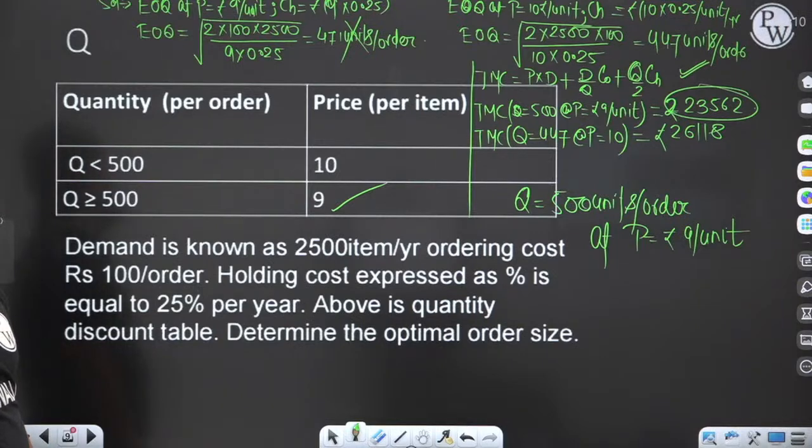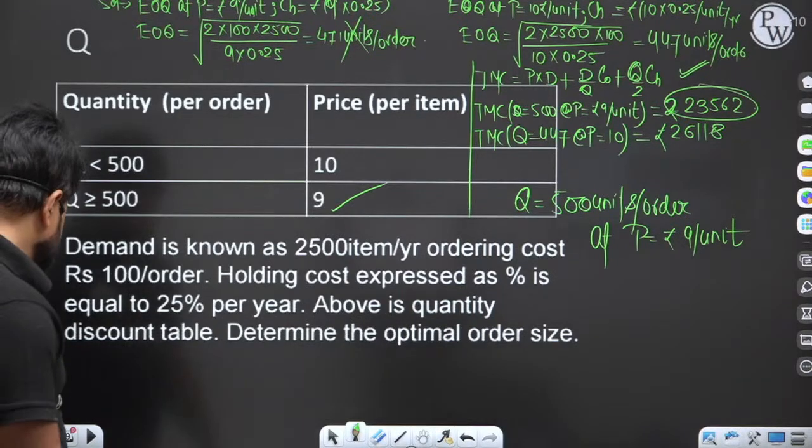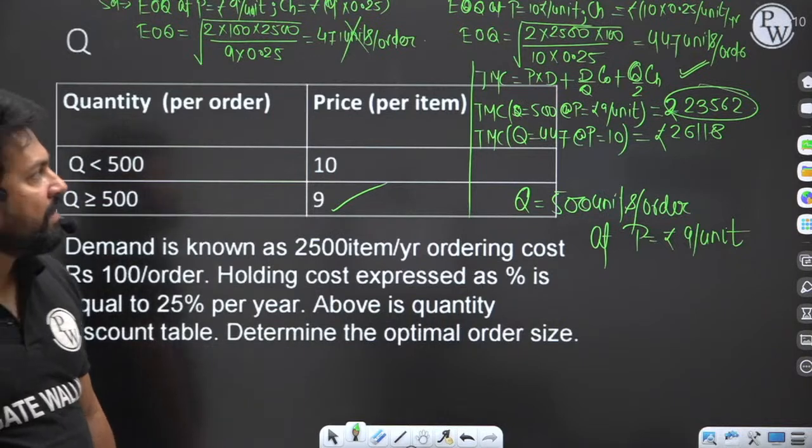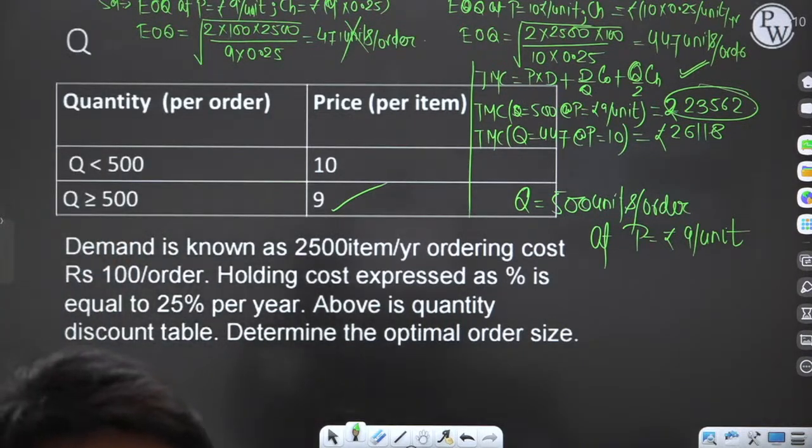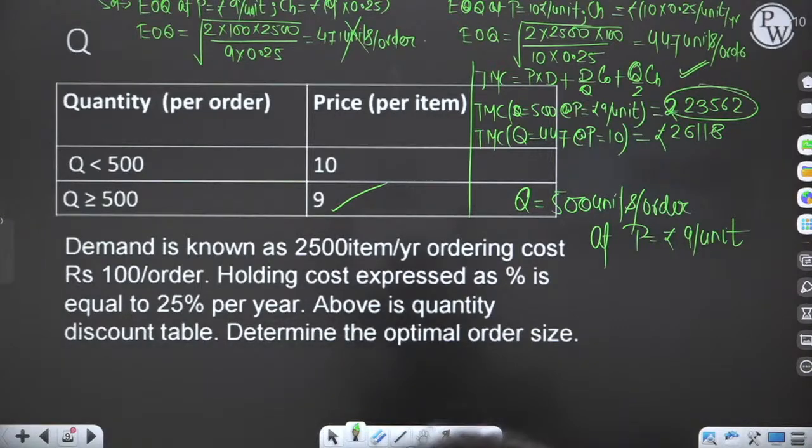Am I clear? Tell me. Am I clear, yes or no?